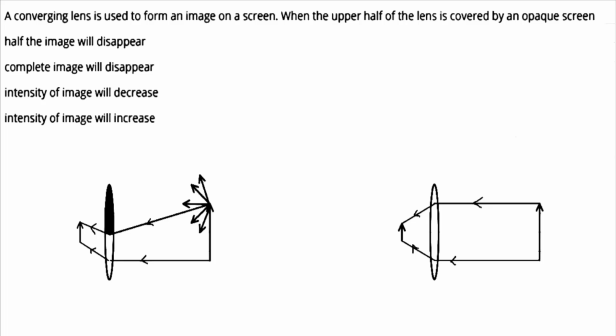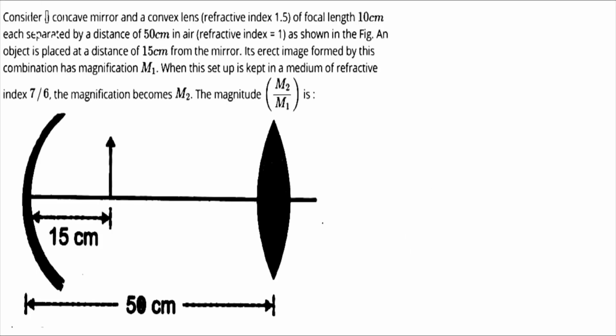Hello students, our question is: consider a concave mirror and a convex lens, with refractive index of the convex lens given, of focal length 10 cm each, separated by a distance of 50 cm in air. Refractive index of air is 1, as we already know. An object is placed at a distance of 15 cm from the mirror.